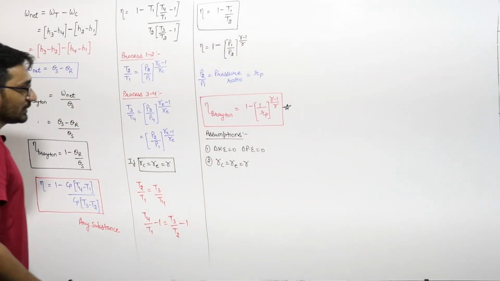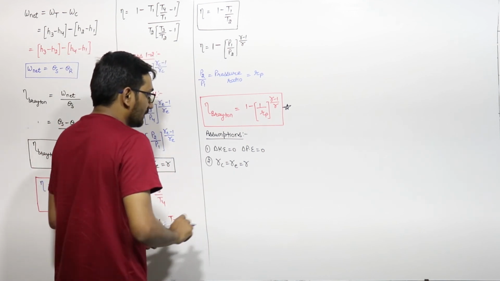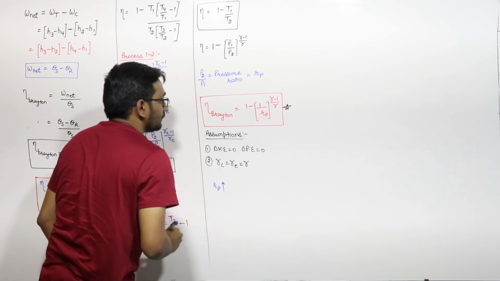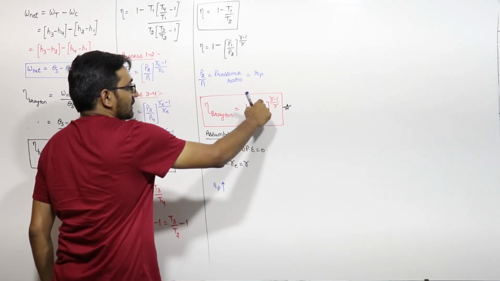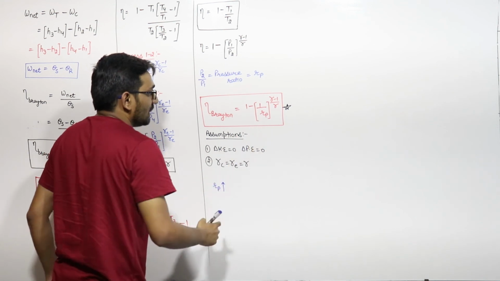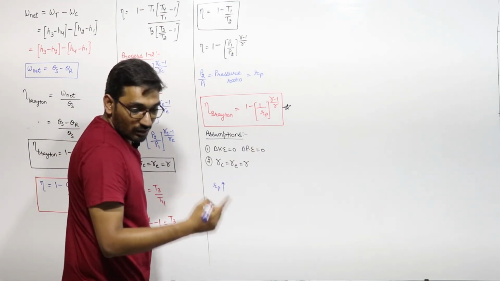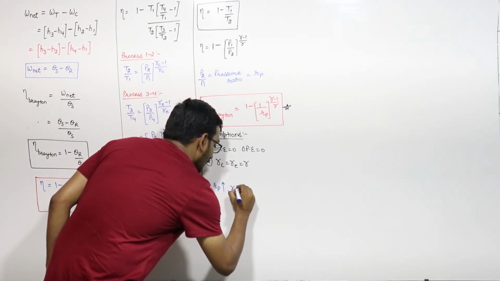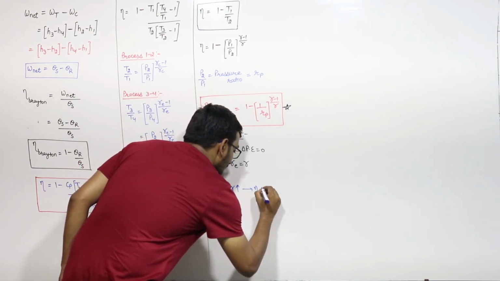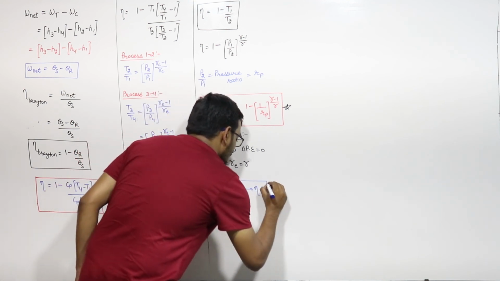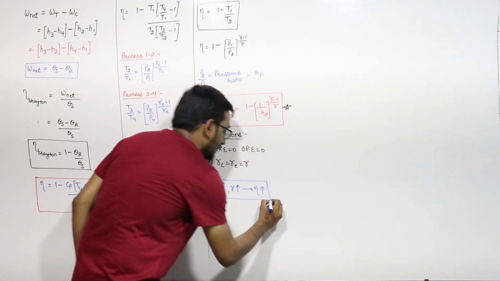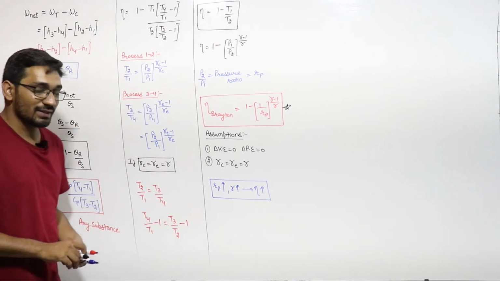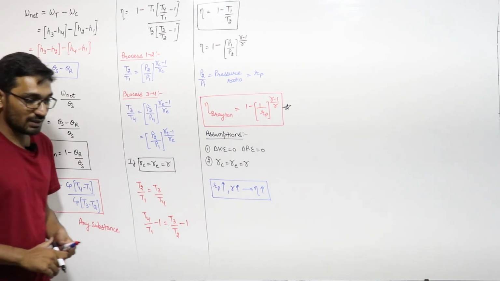So from this equation, if you increase the pressure ratio, this complete value will decrease, so efficiency will increase. Or we can say if gamma is also increased, then efficiency will increase, right? So efficiency will increase if you increase the pressure ratio, or you can increase the adiabatic index, that is gamma. So if you increase, then efficiency will increase.